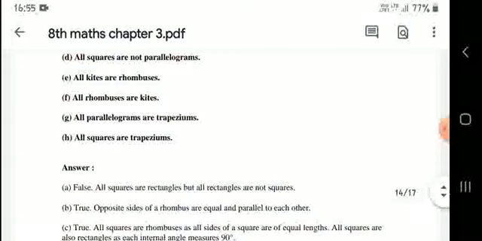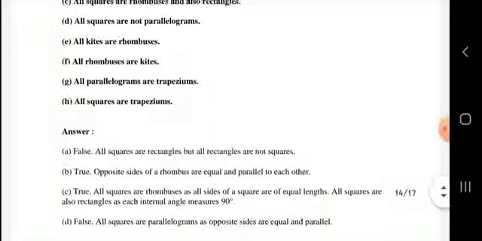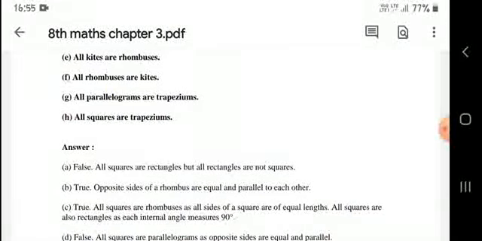Next, all squares are not parallelograms. So it is false because all squares are parallelograms as opposite sides are equal and the opposite sides are parallel. Next, all kites are rhombuses. So false. A kite does not have all sides of the same length. So it is no. It cannot be a rhombus.